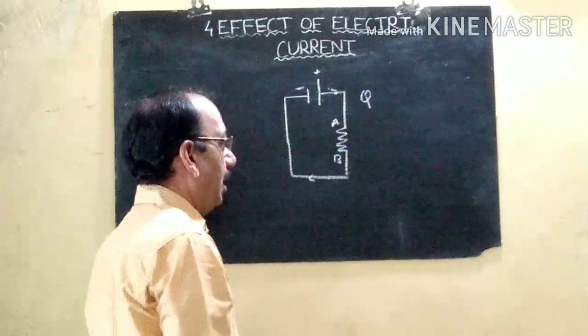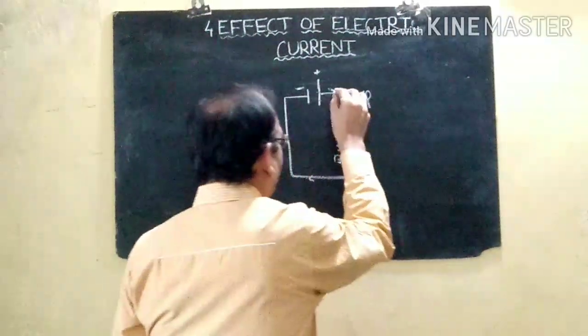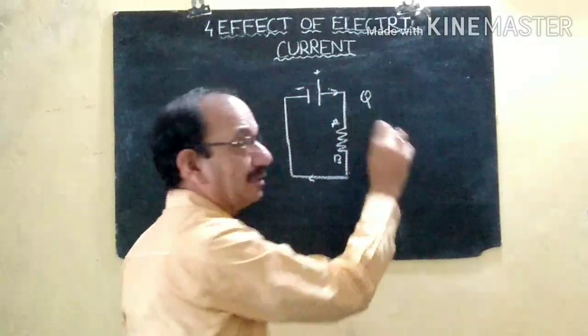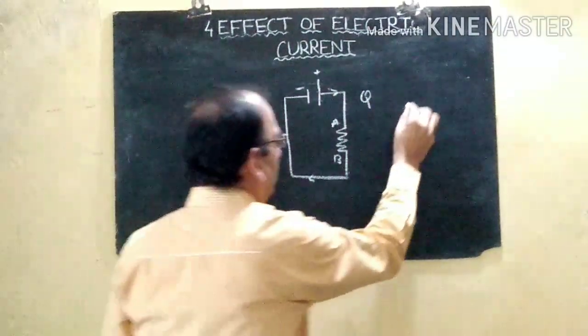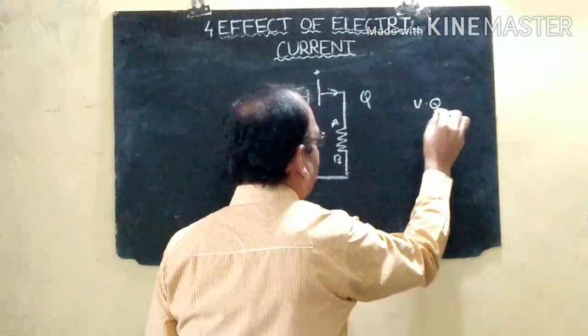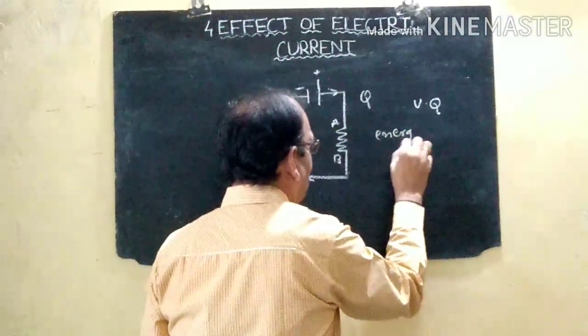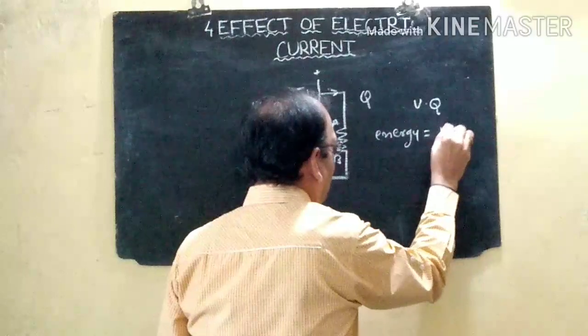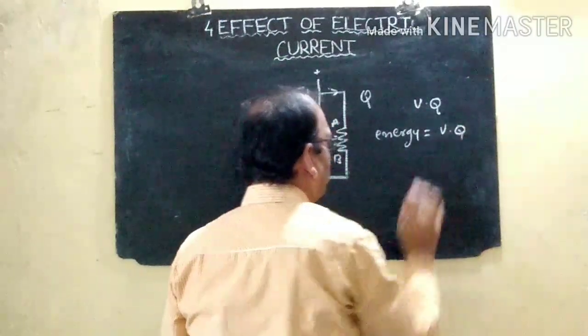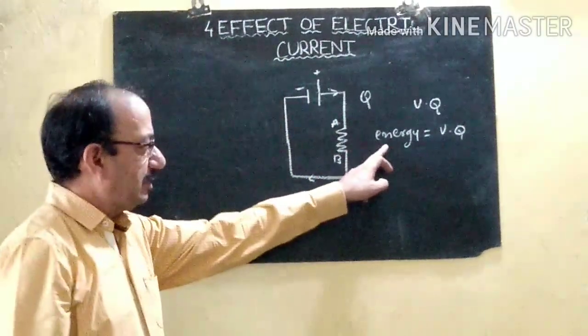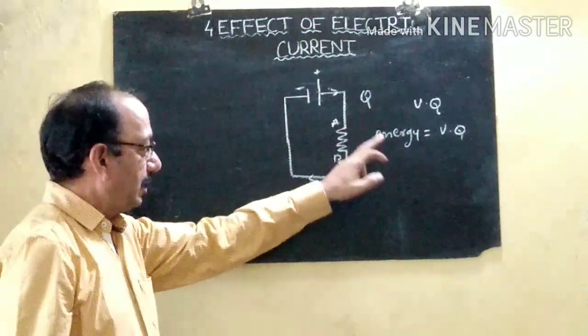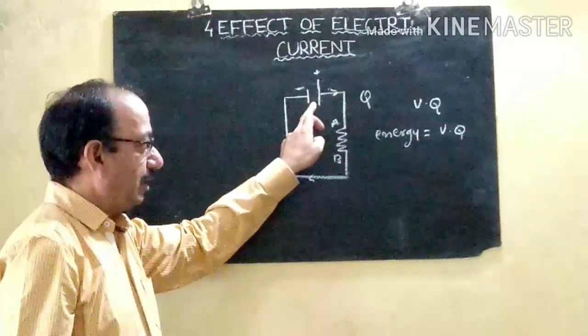Some work will be done, and this work done due to the electrical energy supplied by the cell is equal to V into Q. It means the energy supplied by this cell is equal to the work done, that is V into Q. Where does this energy come from? This energy is supplied by this electrical cell.